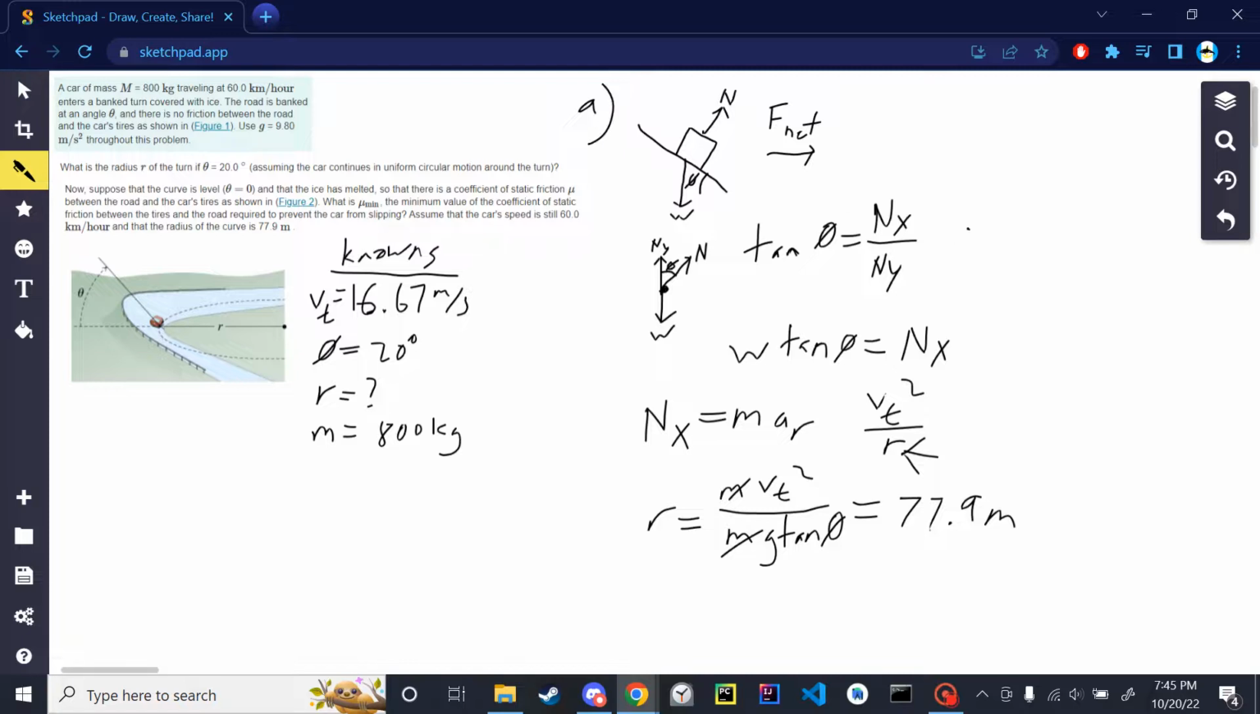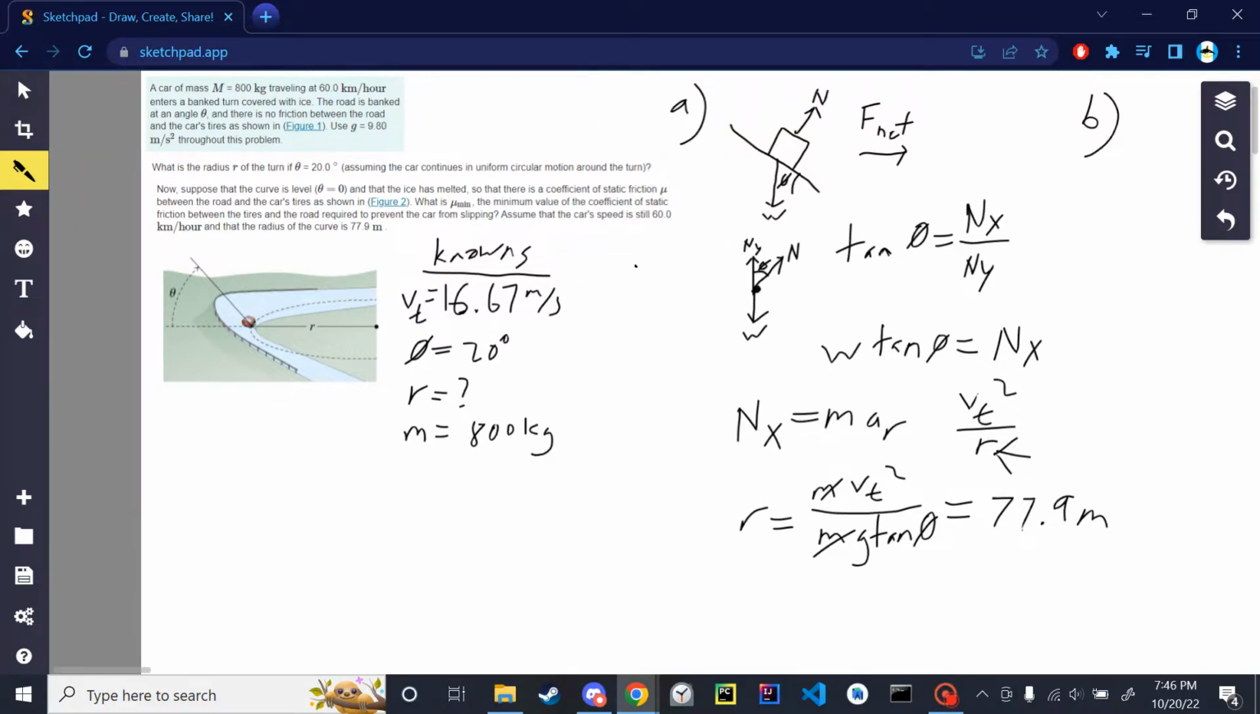Part B. The ice has now melted on the road, and there is now a static friction force between the road and the car tires. What is the minimum value of the coefficient of static friction between the tires and the road required to prevent the car from slipping? Assume that the car's speed is still 60 kilometers per hour and the radius is the one that we calculated.